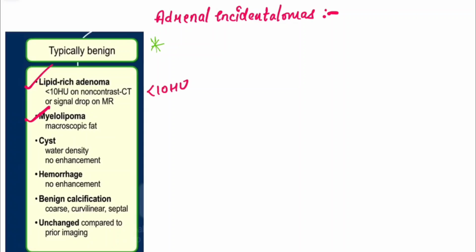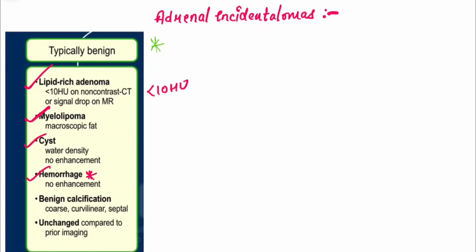Second is the myelolipoma. Myelo means bone marrow elements and lipoma means fat. They have gross macroscopic fat visible on NCCT images with attenuation of fat, like minus 30, minus 40, minus 50, etc. Next are the cysts. A cyst follows water density with no post contrast enhancement. Hemorrhages also don't show any enhancement.